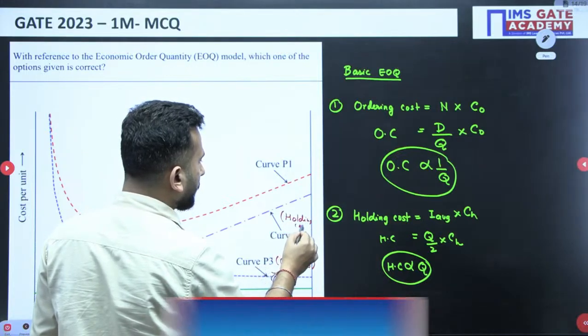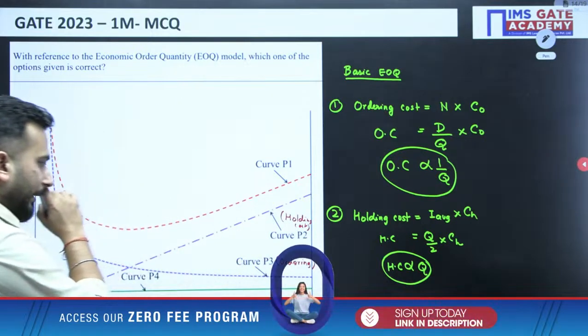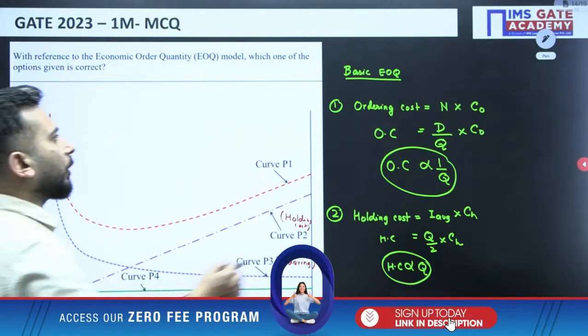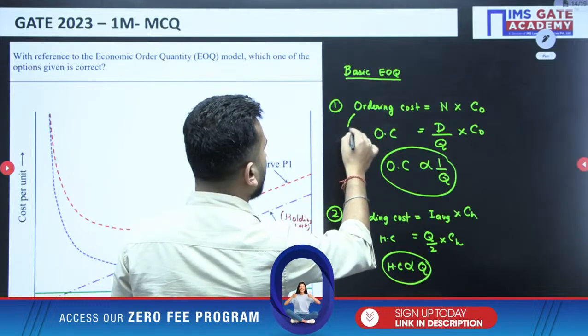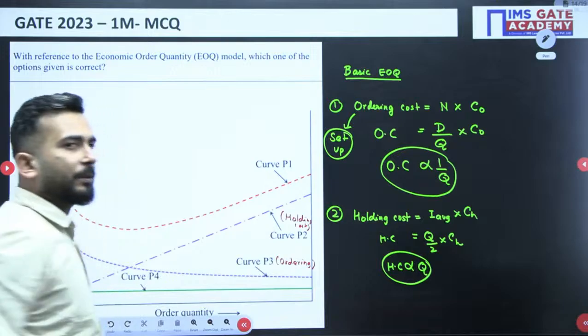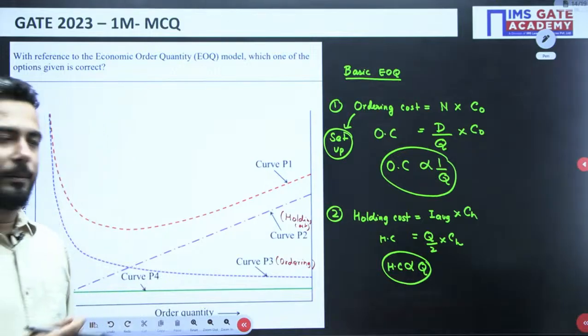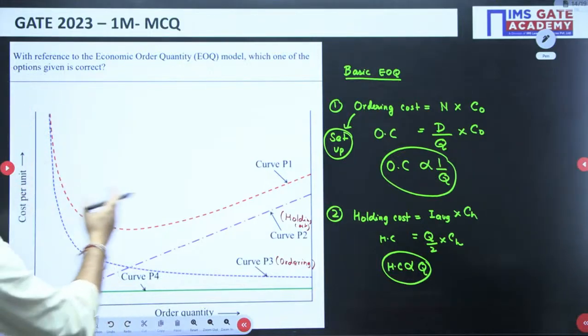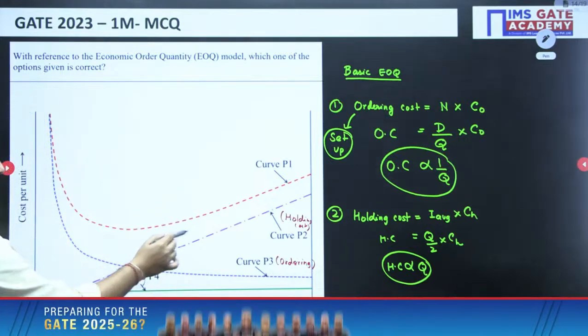holding cost. I think in the option he is given setup cost. So ordering, and you know that ordering cost and setup cost behave more or less in the same way, right? So these two will be same. Now curve P1, this is one curve, this is another curve.